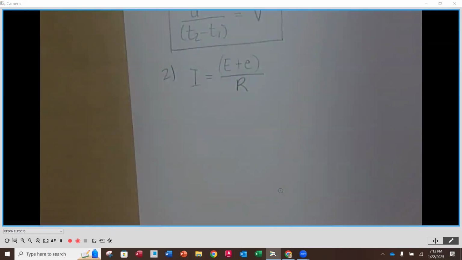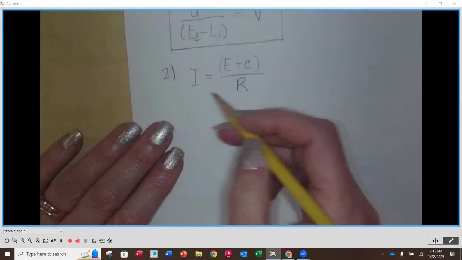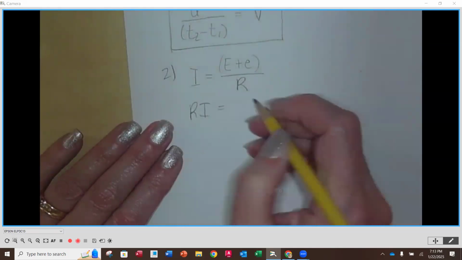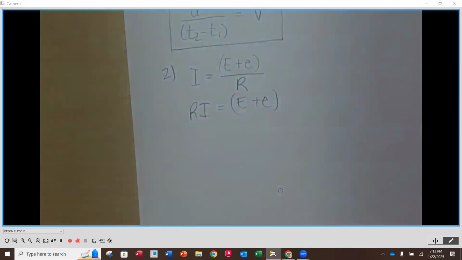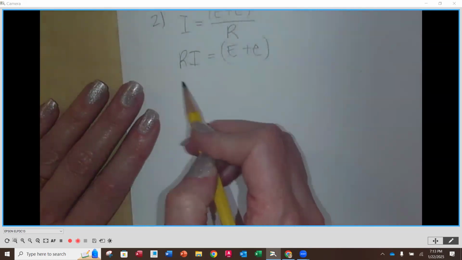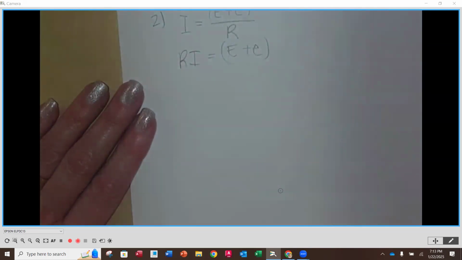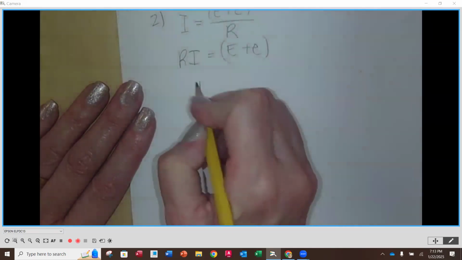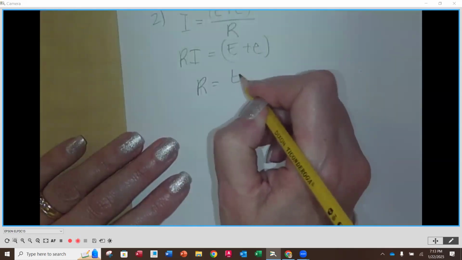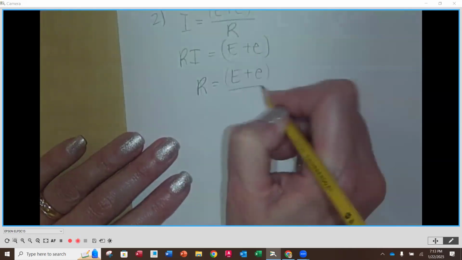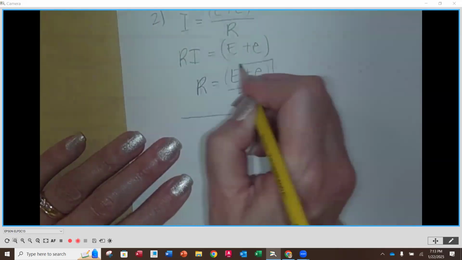In this format, because it's divided on the right-hand side, we're going to do, again, what I consider the opposite, multiplying both sides. So I would say R times I is equal to E plus e in parentheses. Then to get R by itself, I'm going to divide both sides by I. Again, if you wanted to show the divide by I on both sides, you're welcome to do that. I'm not going to require it, but I'm going to write R is equal to E plus e divided by I. And this is solving for R.